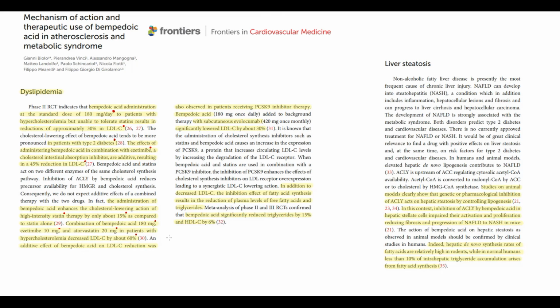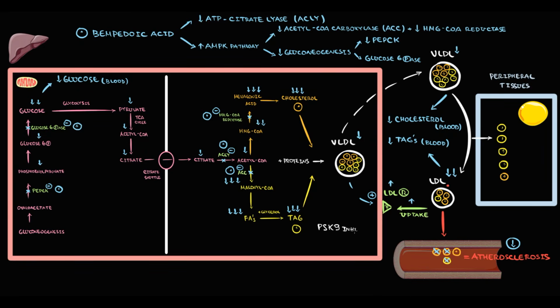The next drugs that we can use in combination with bempedoic acid are PCSK9 inhibitors, which can provide a decrease in LDL cholesterol by 30%. PCSK9 inhibitors stimulate the production of LDL receptors, and the higher the amount of LDL receptors on liver tissue, the higher the uptake of LDL particles from the blood, which eventually will cause a decrease in LDL concentration in the blood.